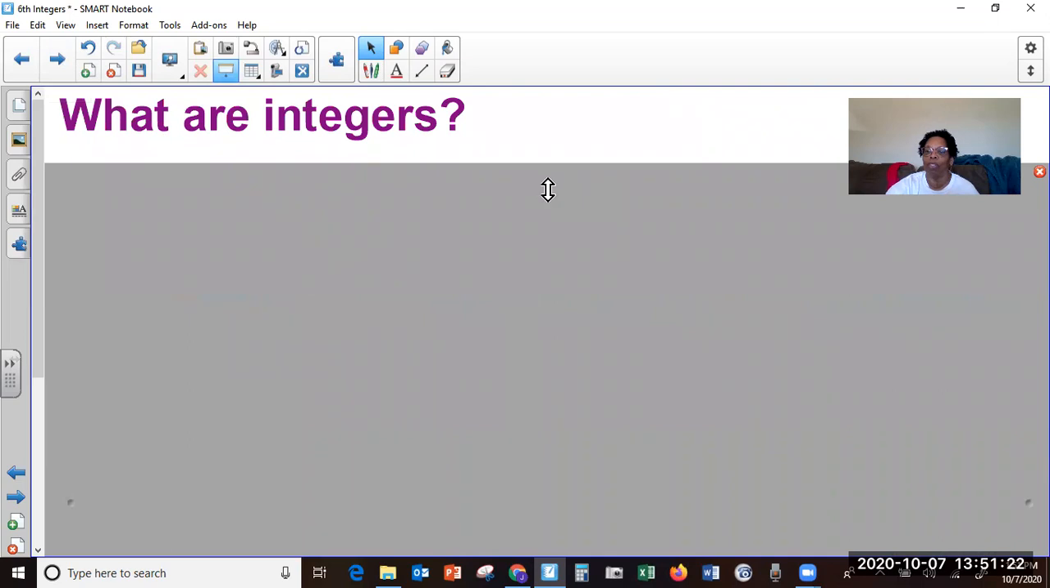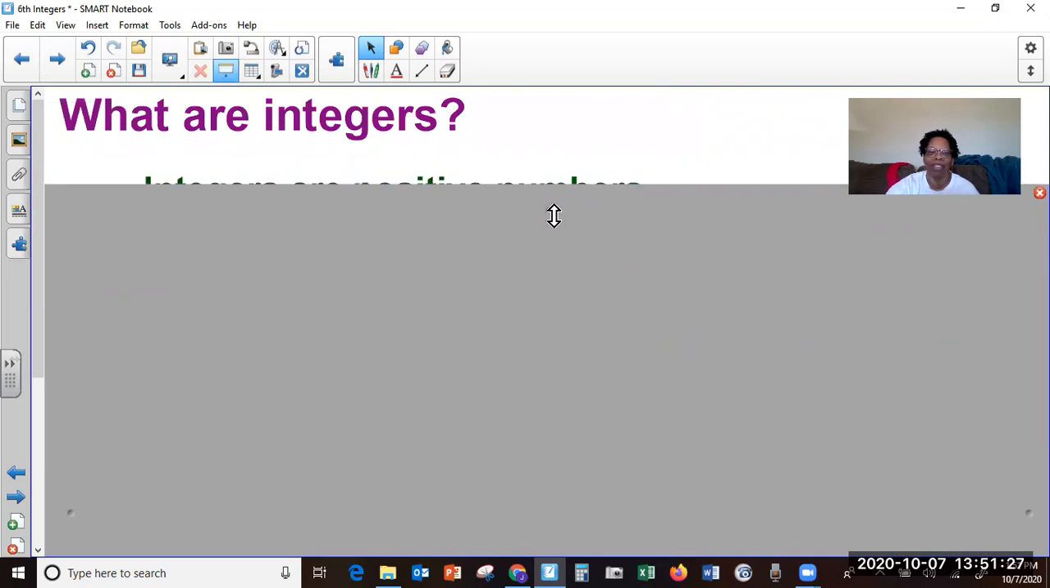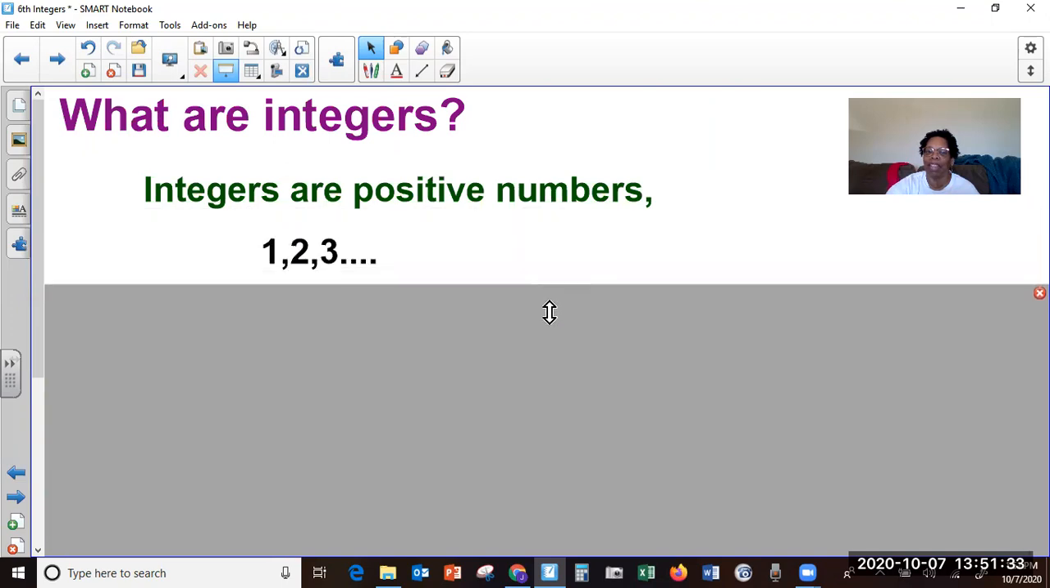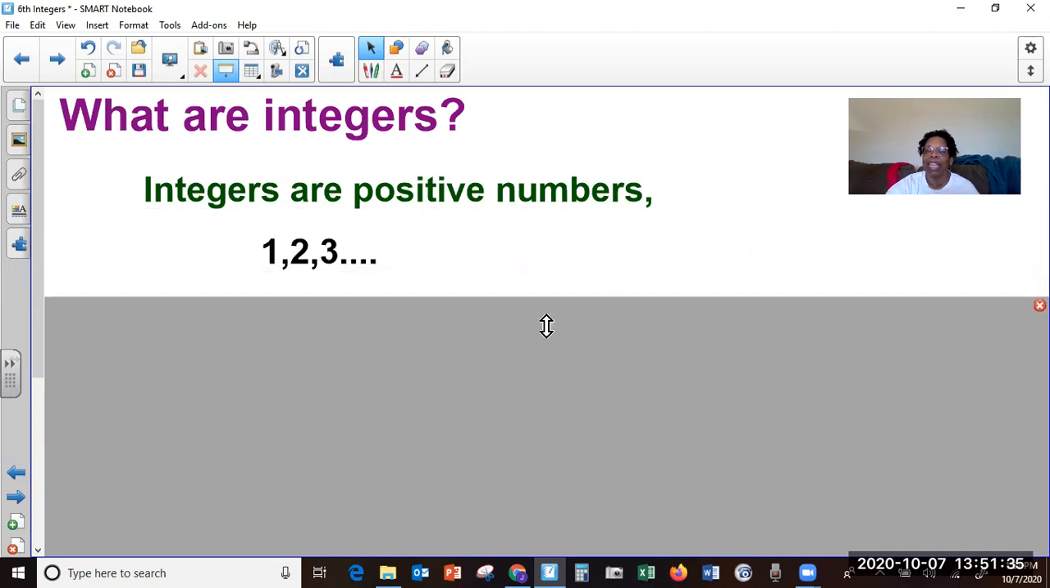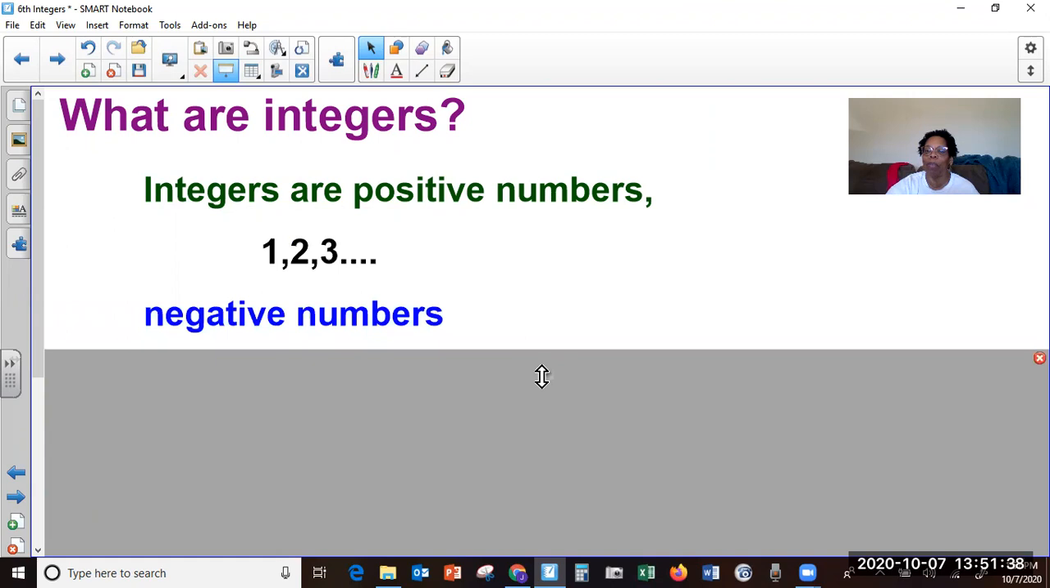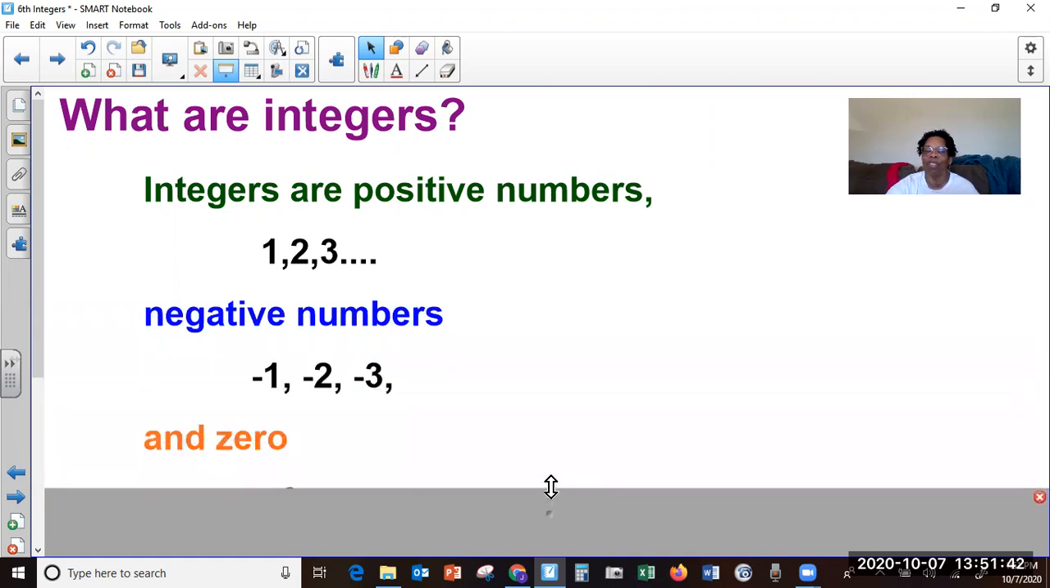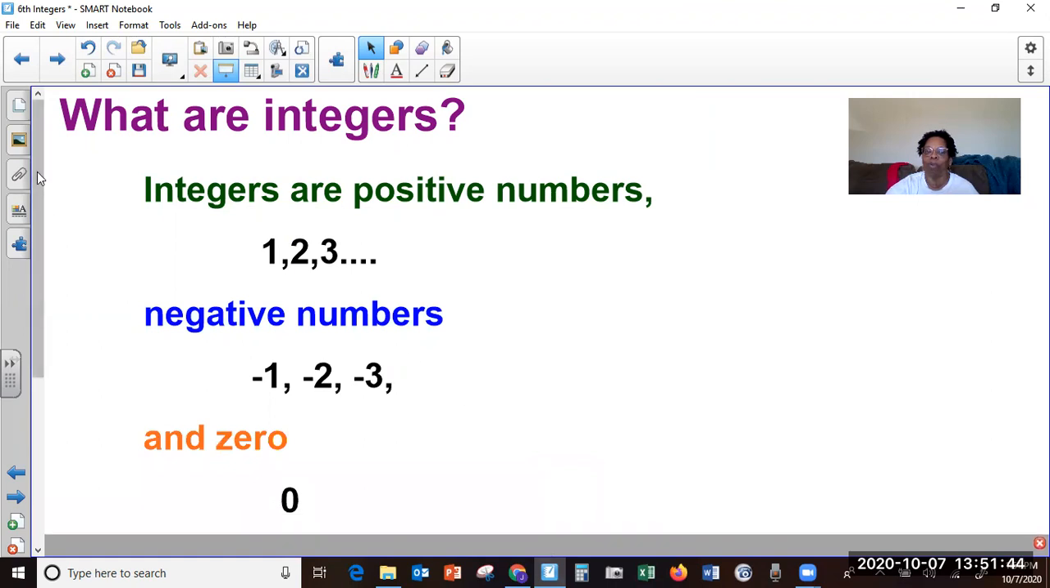So what are integers? Do you know? No, I don't think so. Integers are positive numbers like this. Integers are negative numbers like this. An integer is also 0.